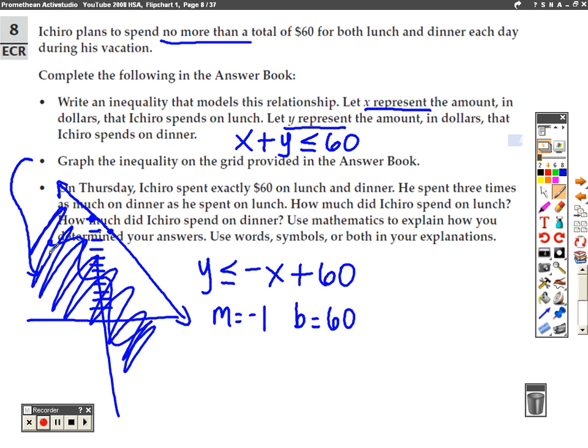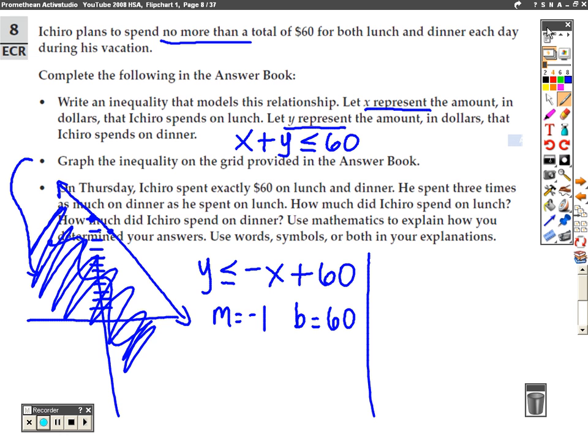Part 3. On Thursday, Ichiro spent exactly $60 on lunch and dinner. He spent 3 times as much on dinner as he spent on lunch. How much did Ichiro spend on lunch? How much did he spend on dinner? Use math to explain your answer. Well, again, you would not have to explain your answer, but you might have to choose a correct answer. So let's work this problem out.